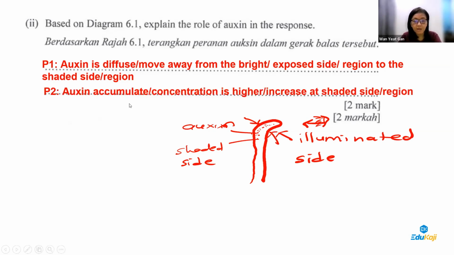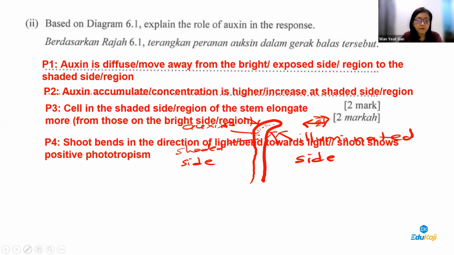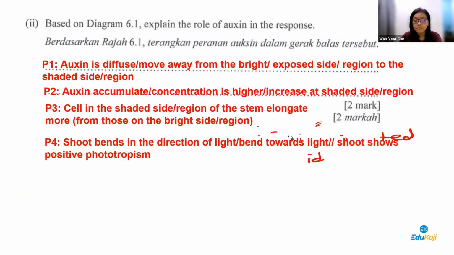Okay. All right. So since the auxin accumulates in greater concentration on the shaded side, it will elongate more on the shaded side compared to the illuminated side. Hence, the shoot bends towards the light. So you can say that the shoot shows positive phototropism. Positive phototropism.